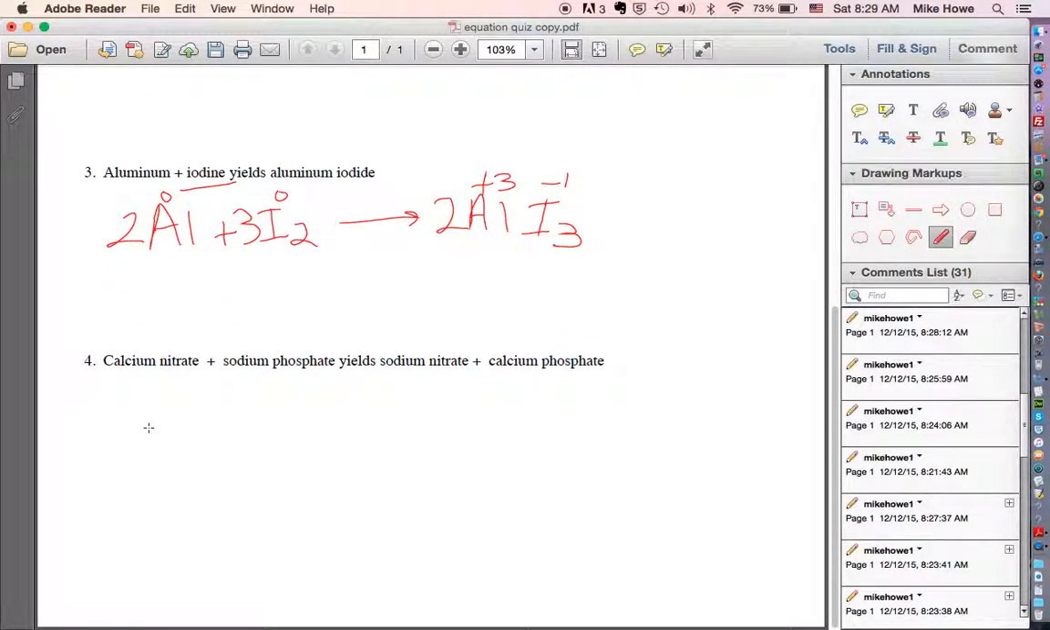Now the last one, calcium nitrate. So you're going to write your symbols down. Symbols: Ca(NO3)2, plus sodium phosphate right here. Symbols: Na, PO4. Be sure you notice that there are 3 phosphates on the bottom of your periodic table. There's a hydrogen phosphate and a dihydrogen phosphate and a plain phosphate, and this is the plain phosphate. So yields, as an arrow, sodium nitrate, they just changed partners again, like in our lab, plus calcium phosphate.